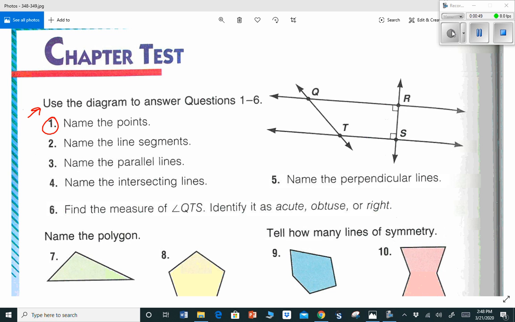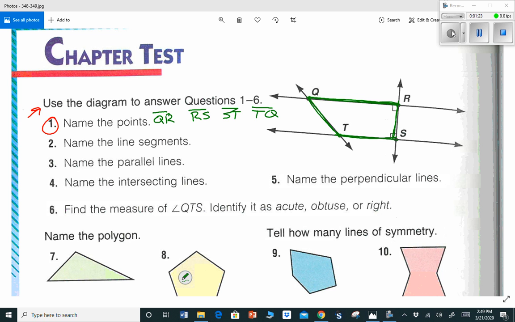You should find 4 line segments. Here is one of them. Go in an orderly fashion so that you don't miss any of them. We'll call that line segment QR. Then we've got RS, line segment RS. ST, line segment ST. And TQ would be line segment TQ.